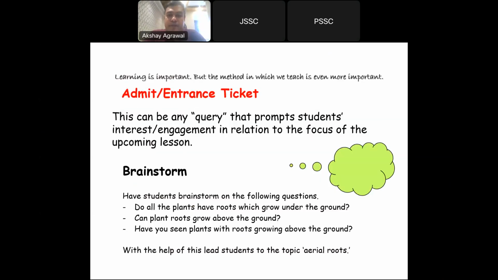So let's move on and dive into different techniques, which is the main focus area of our session. And I hope I was able to build your enthusiasm or curiosity, basically, about why we require different teaching techniques. So let's do the first one, that is, as I say it, the admit or entrance ticket. So basically, you require to always have an entrance ticket for your students.